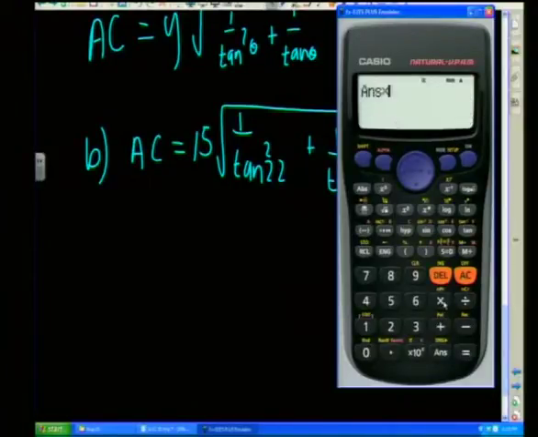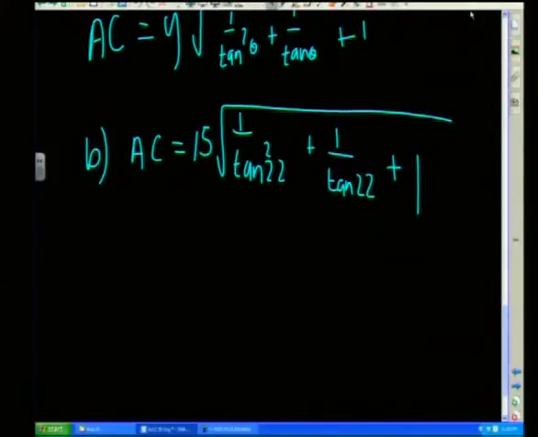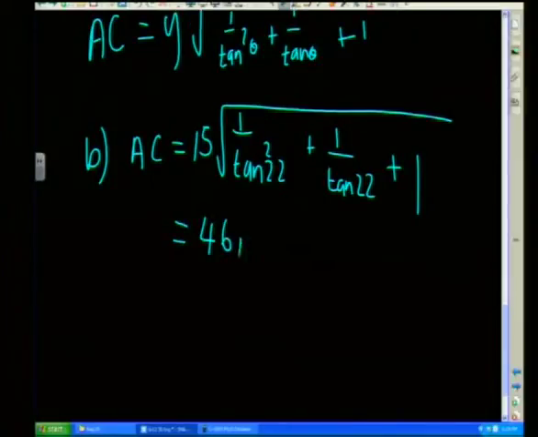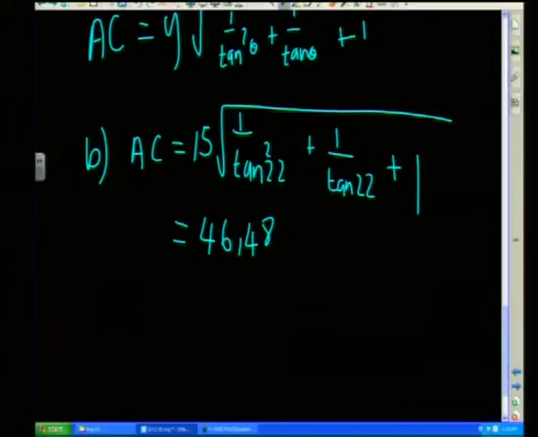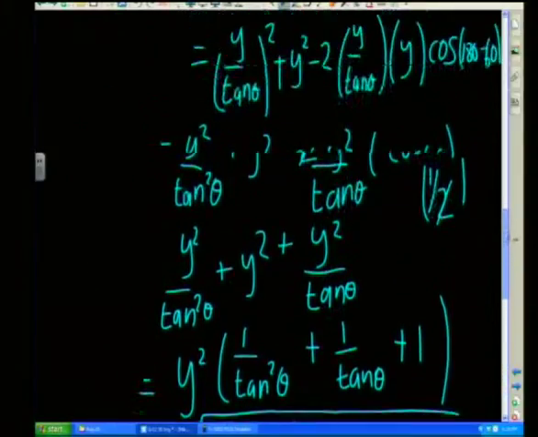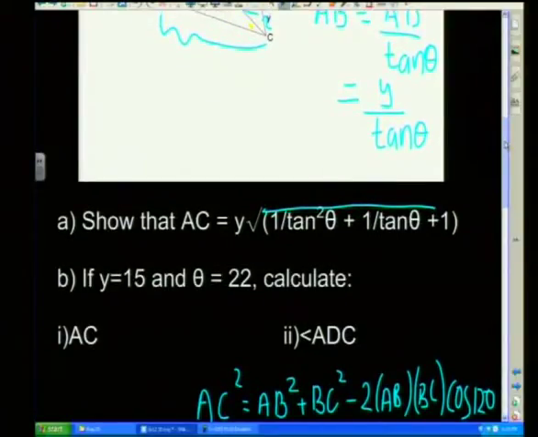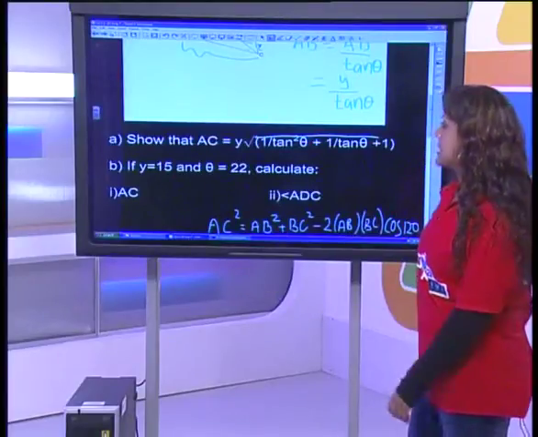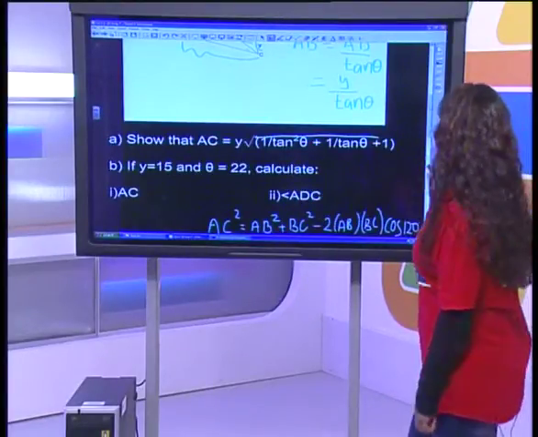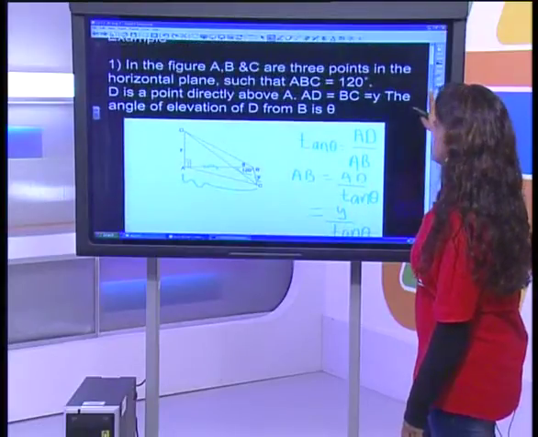Then we times that by 15, because that was the value of y, and if I round this off to 2 decimal places, we get 46,48. That is the value of AC. If they don't tell you how many decimal places, we usually do it to 2 decimal places. So we've got the value of AC. They next ask us to calculate angle ADC, so let's have a look at the diagram.